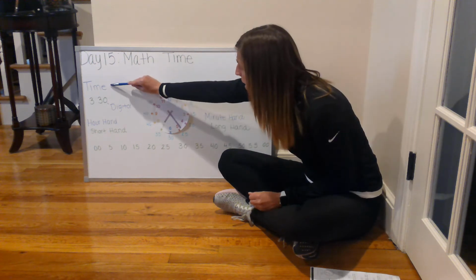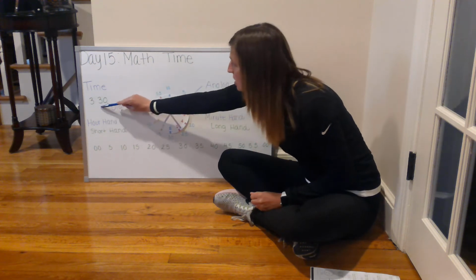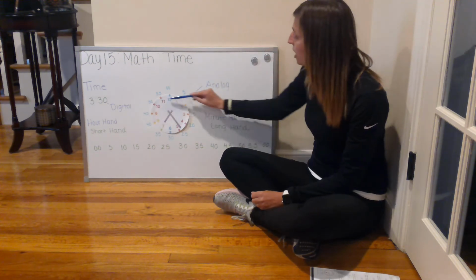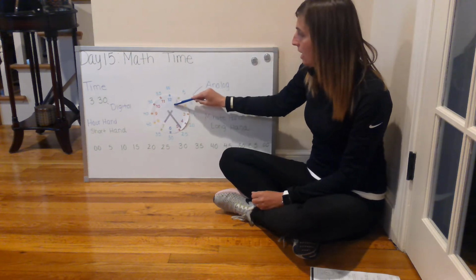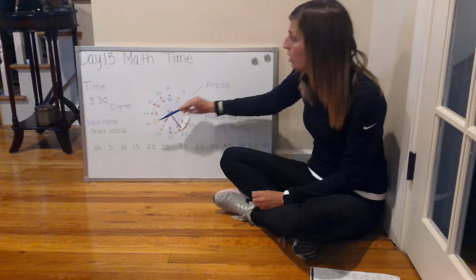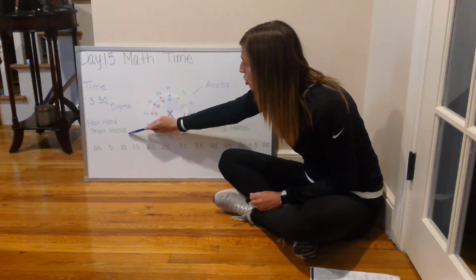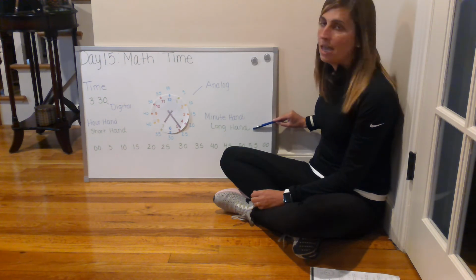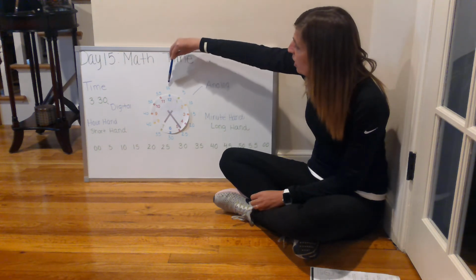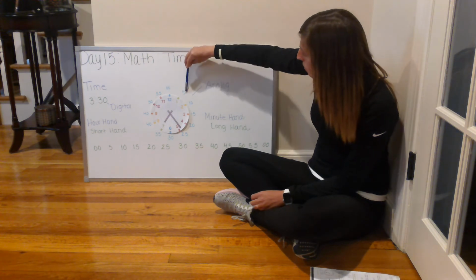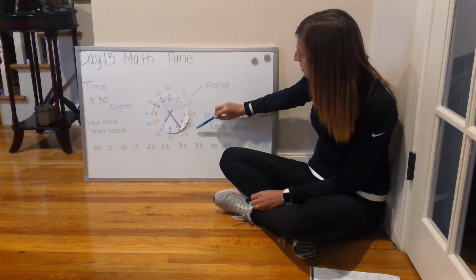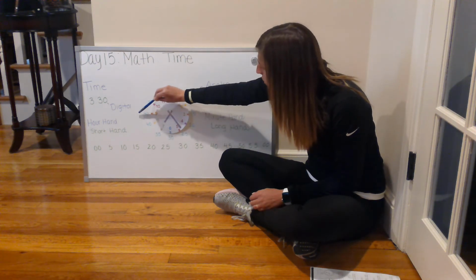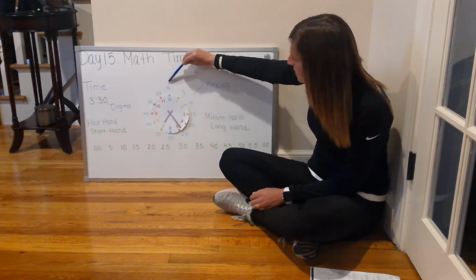So we have time, and this time represented here is digital time. And then we have analog, which this here is an analog clock and analog time. Our hour hand, which is our short hand, and then our minute hand, which is our long hand. And then we will practice counting by 5 starting at 0. 0, 5, 10, 15, 20, 25, 30, 35, 40, 45, 50, 55, 60.